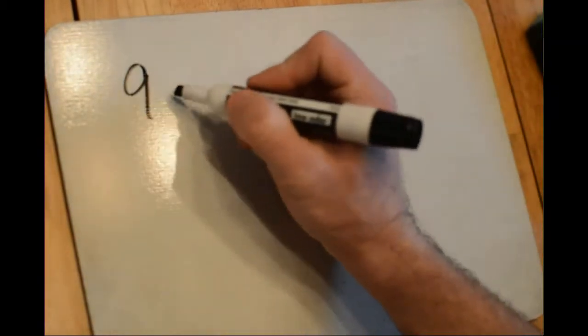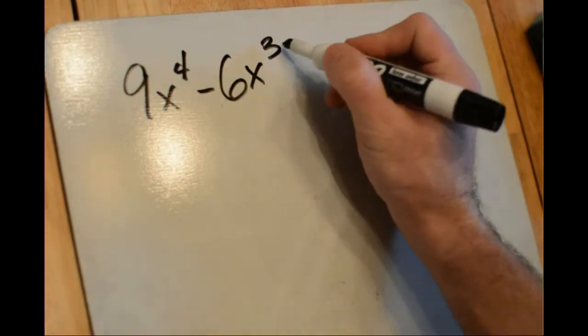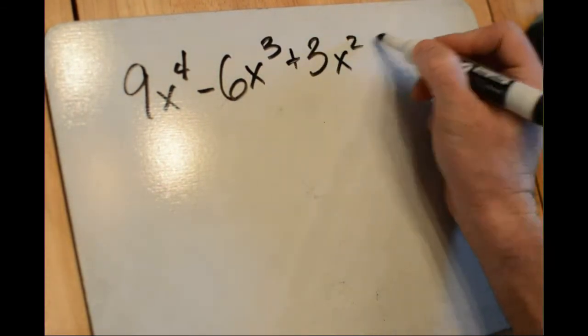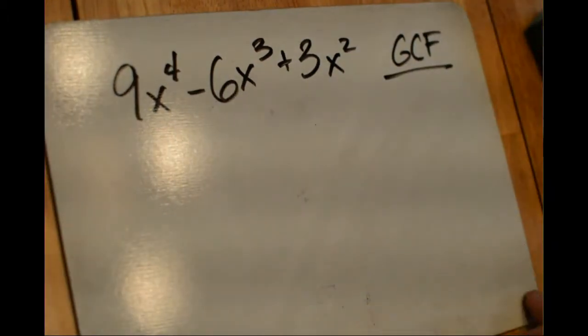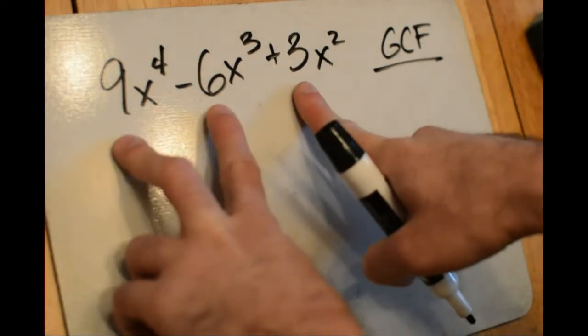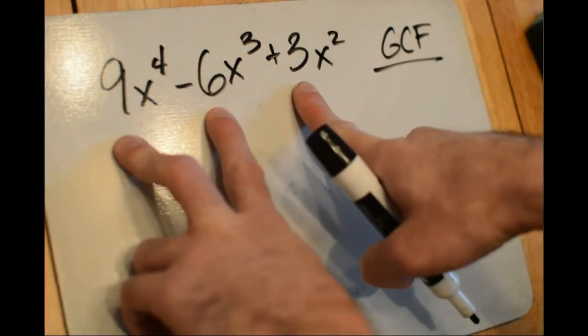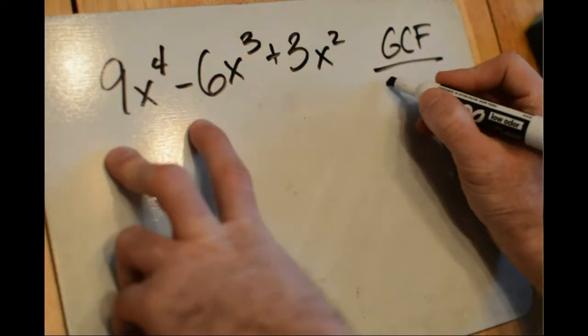Let's take a look at another example here. So here's a polynomial, 9x to the 4th minus 6x to the 3rd plus 3x squared. So I want to take a look at what is the GCF of these three terms. Well, taking a look at the three coefficients, I can see that 3 will divide any of those three numbers. 9, 6, and 3, those are all divisible by 3.